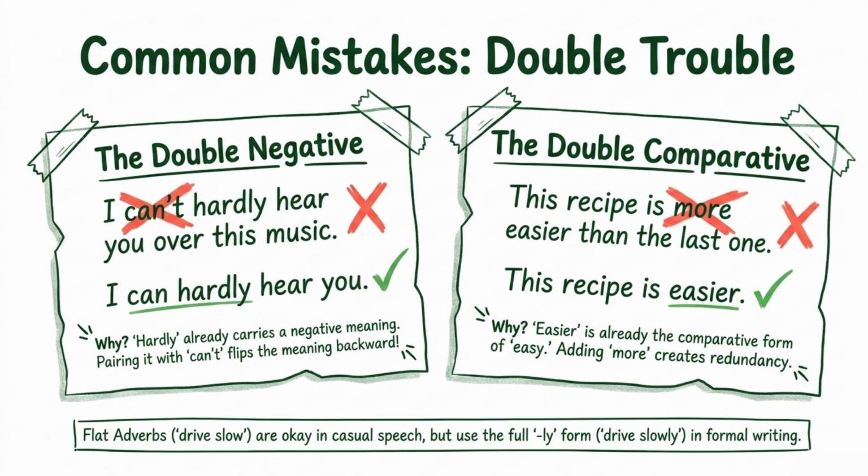Common mistakes: double trouble. Two doubling errors to avoid. The double negative, I can't hardly hear you, is wrong, because hardly already carries a negative meaning. Pairing it with can't flips the sentence backward. The double comparative, this recipe is more easier, is wrong, because easier is already comparative. Adding more is redundant. And note, flat adverbs like drive slow are fine casually, but formal writing wants the full ly form.